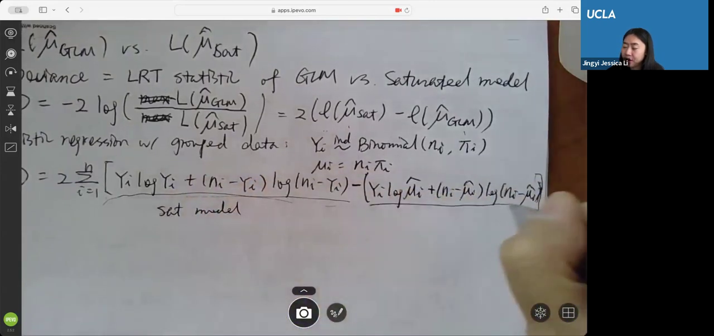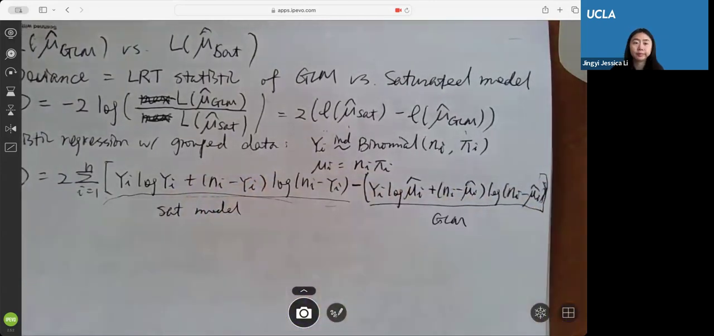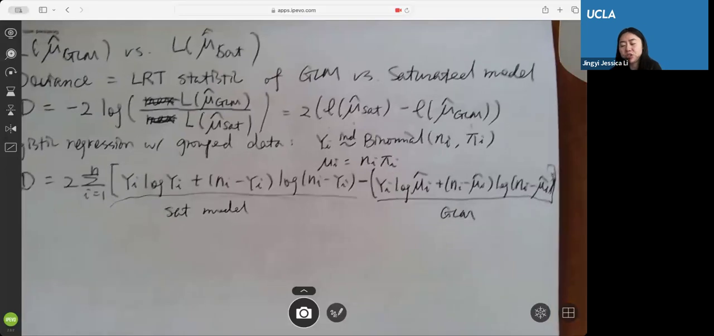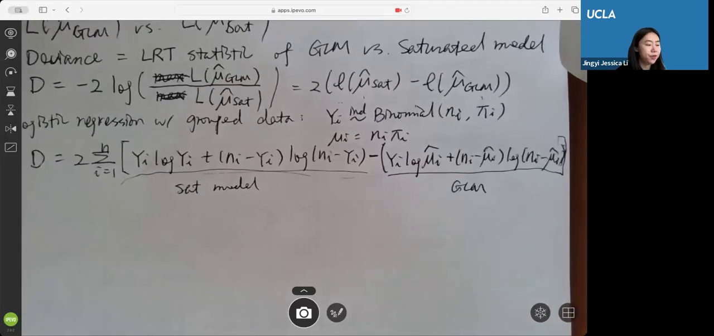The second half comes from the GLM. And that's how we calculate the deviance. And then how can we say whether the deviance is too big to let us conclude that the GLM is significantly different from the saturated model, so it doesn't fit our data well enough? We use the likelihood statistic, deviance, and its asymptotic distribution to guide us.